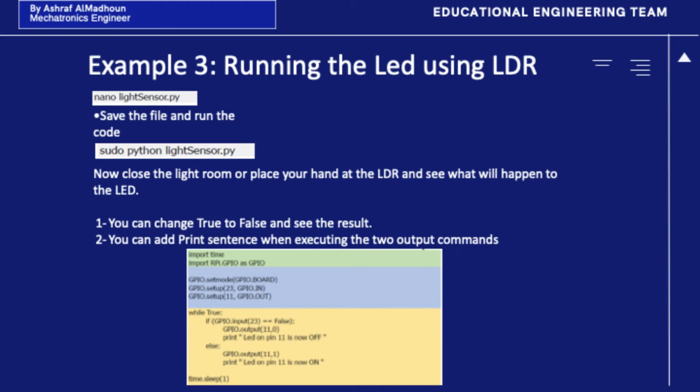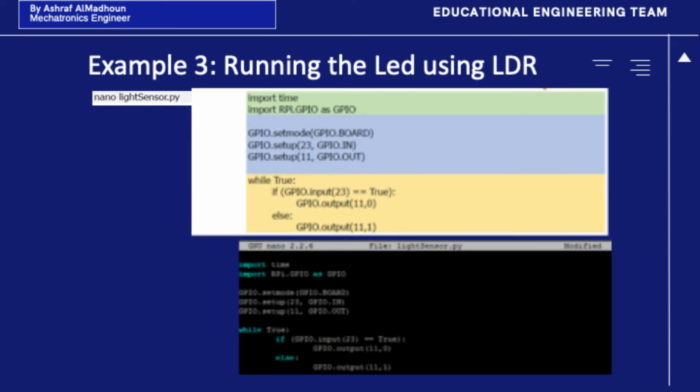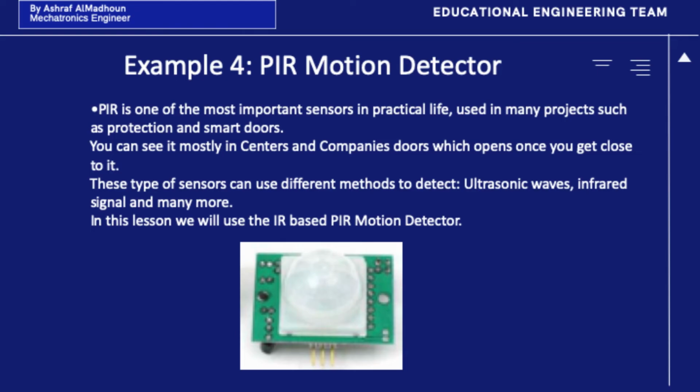First, you can change True to False and see the result. Second, you can add a print sentence when executing the two output commands. So here is an example on running the LED using the LDR. For example number 4, we have the PIR motion detector.